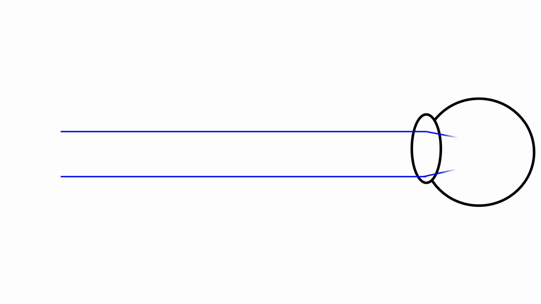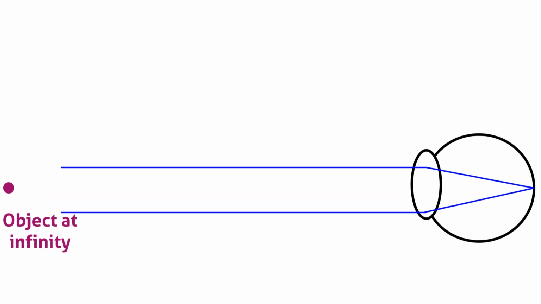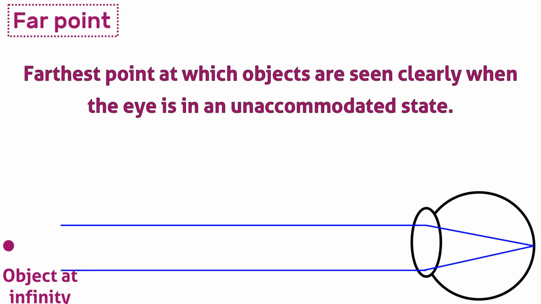The eye can be considered the equivalent of a single convex lens. If emmetropic, rays of light from infinity come to a focus at the second focal point, that is at the retina. So a point object at infinity gives rise to parallel rays, or rather parallel for practical purposes, that focus on the retina. The far point is defined as the farthest point at which objects are seen clearly when the eye is in an unaccommodated state.